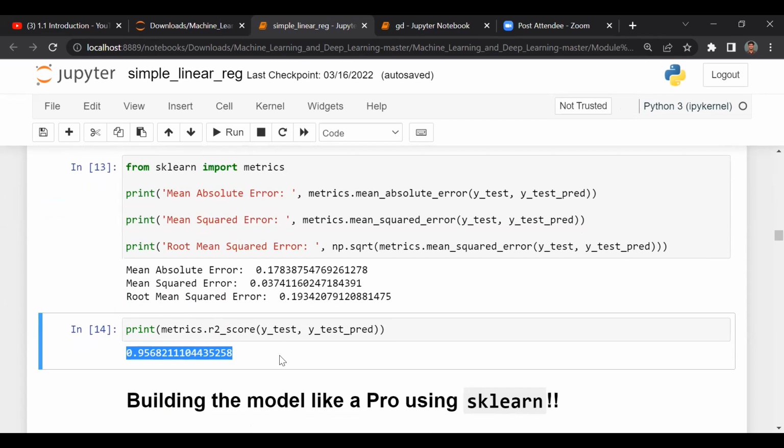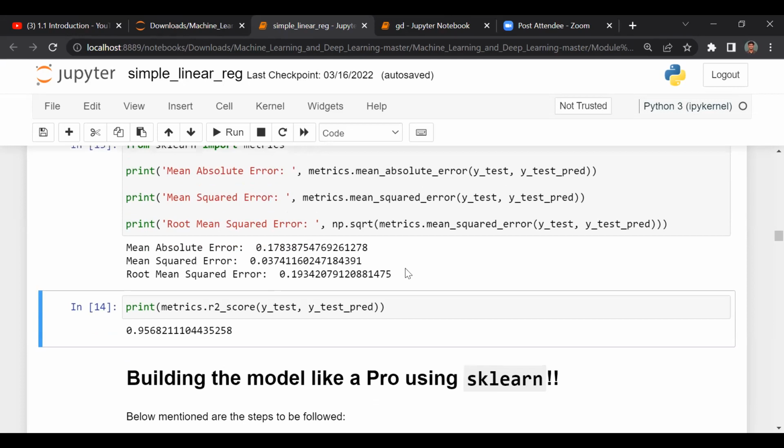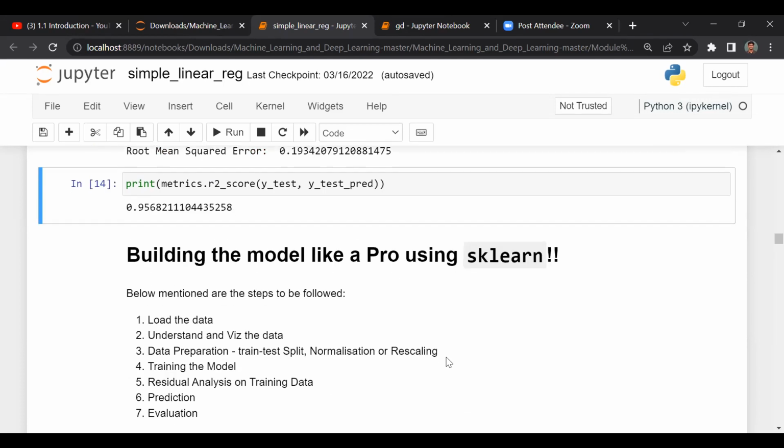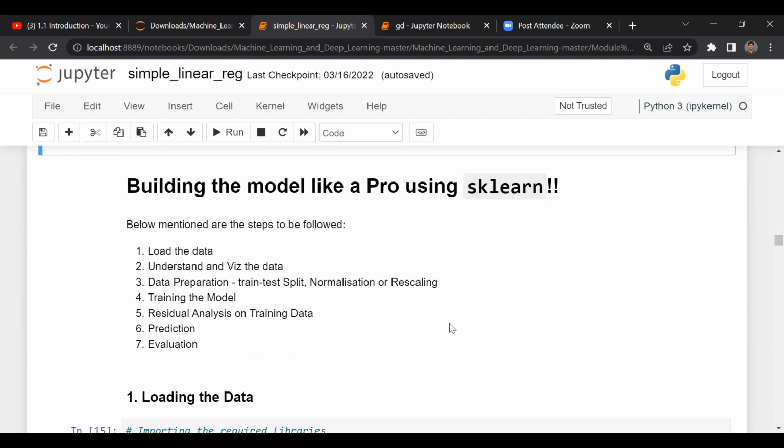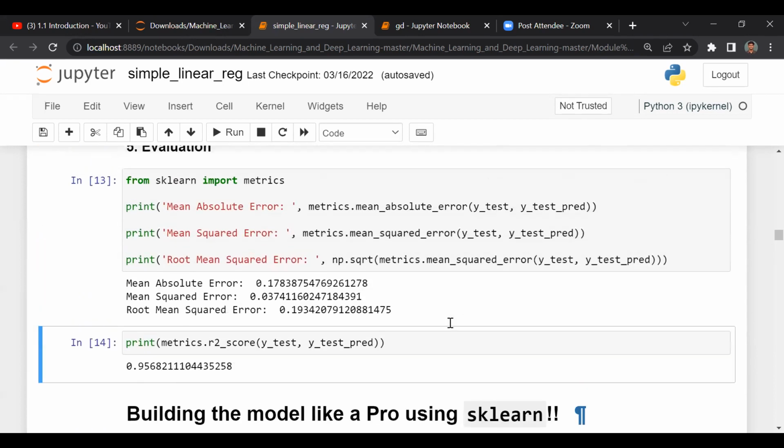So I've skipped all the details of the Python code because I know that a lot of you do not yet know Python. But yeah, this is how you would build a model. This is the simpler way of building the model. There's another pro way of building the model, which I won't discuss now. But yeah, that's about it.